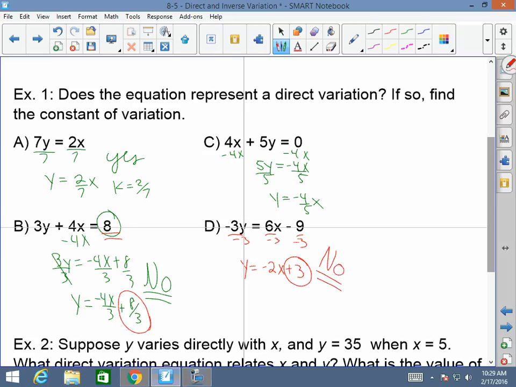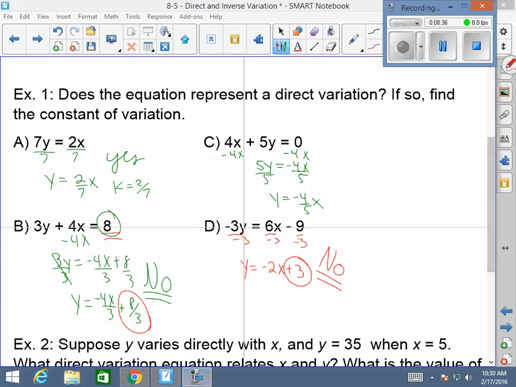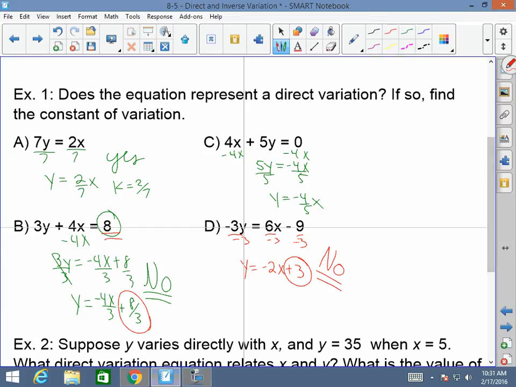Does that make sense to every single human in this class right now, guys? I need honesty. I cannot move forward without honesty. Everyone can recognize the direct variation. It's in the y equals kx form. Okay, so again, does anyone have any questions as to how to recognize a direct variation? Going once, twice, sold for $1.